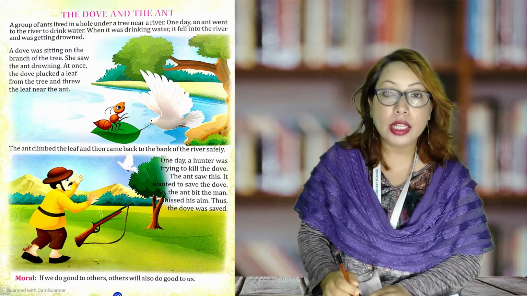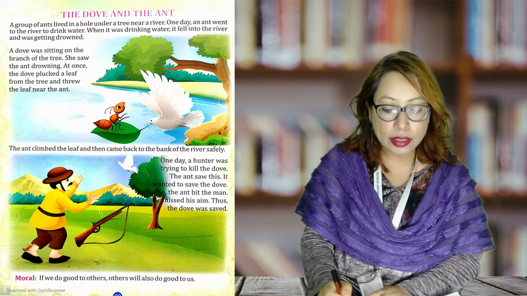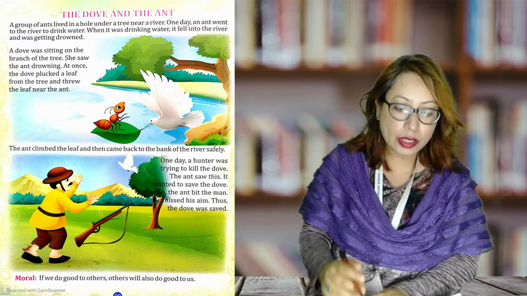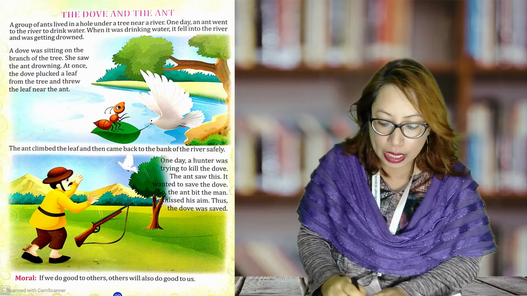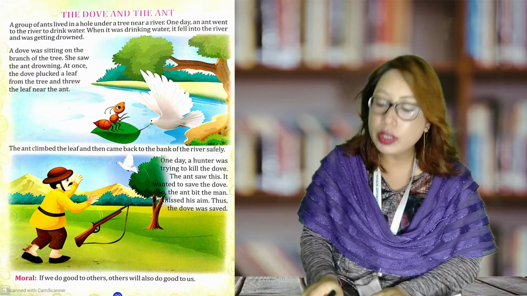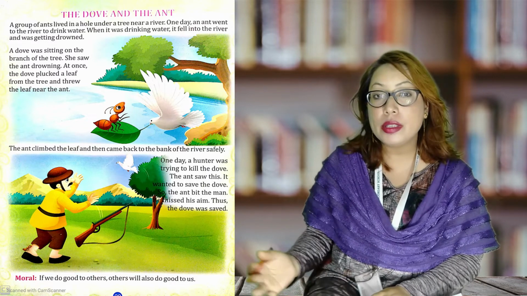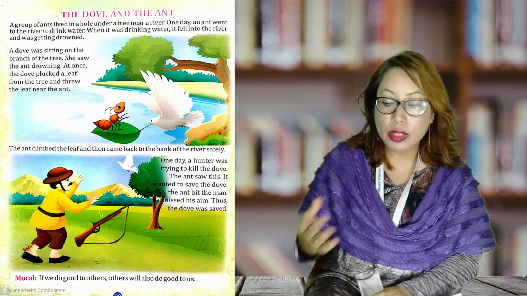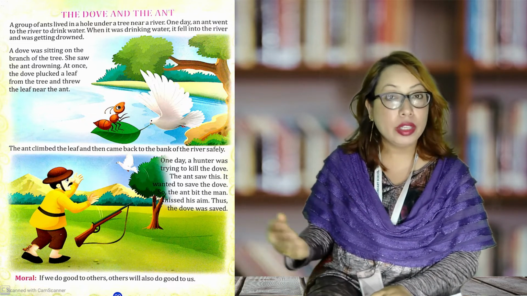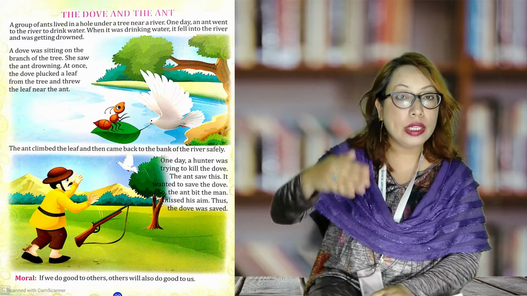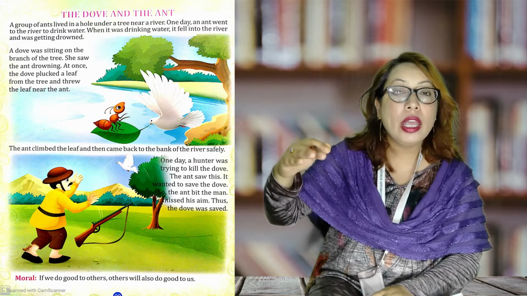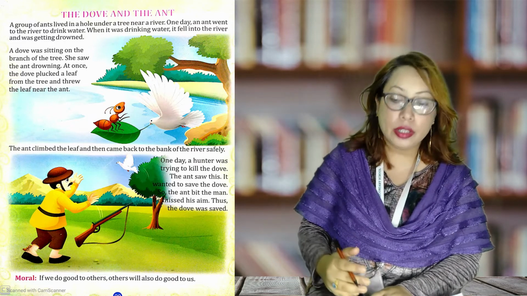So here we can see that the dove has already saved the ant, and what happens next, which I was talking to you about, that is the plot or the sequence, right? The ant climbed the leaf and then came back to the bank of the river safely. Now what happens? The ant comes back, no? Now the dove has helped, and the ant has come back safely to the bank of the river. Now this is the sequence. Now here you can see, students, there is a sequence. One by one the events are being connected. Okay.